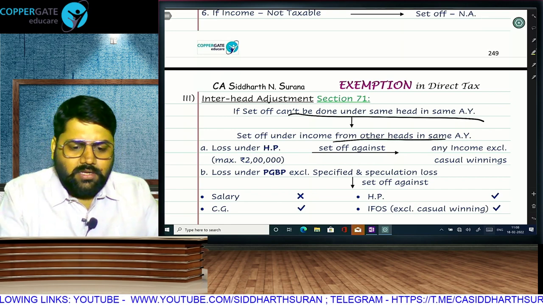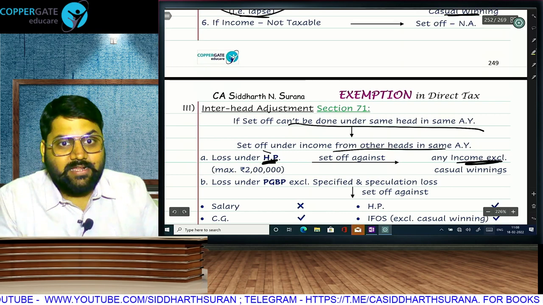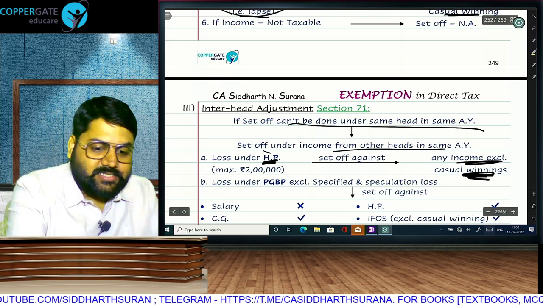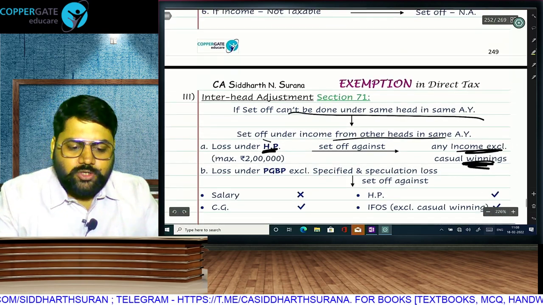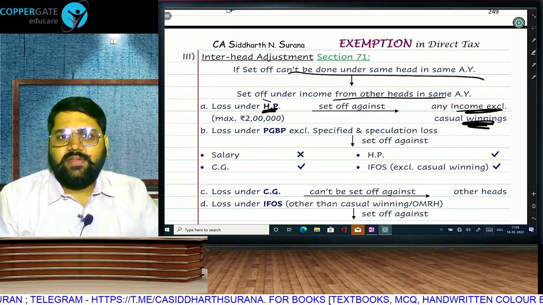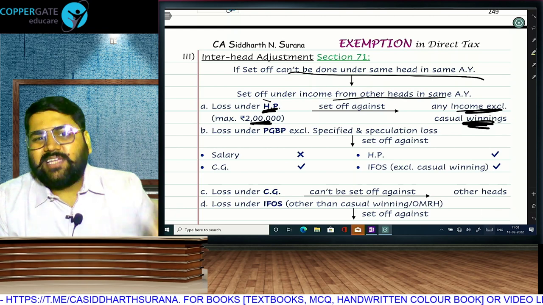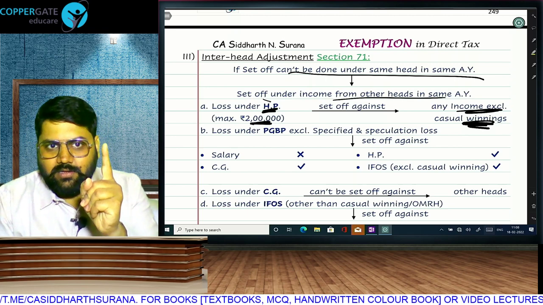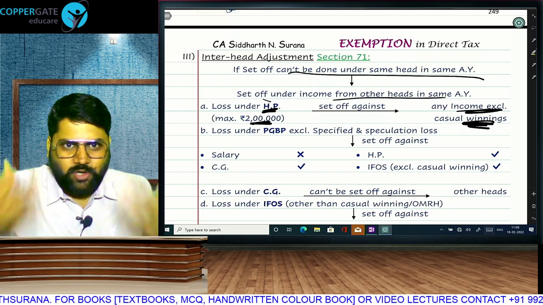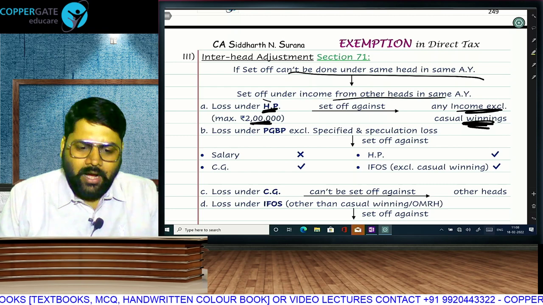Salary, there will be no loss. Can you do house property against other heads? Yes, against any income. So you can take it against salary, PGBP, capital gain, other sources, except casual winnings. That restriction I already told you here. House property can be adjusted against any head, any source, except casual winning, but the maximum adjustment will be 2 lakhs. So house property loss against other heads, maximum 2 lakhs. And don't forget, in new regime, not allowed. New regime, house property loss against other heads, not allowed. SOP, though, not allowed at all. LOP can have unlimited loss, that will not be allowed against other heads.